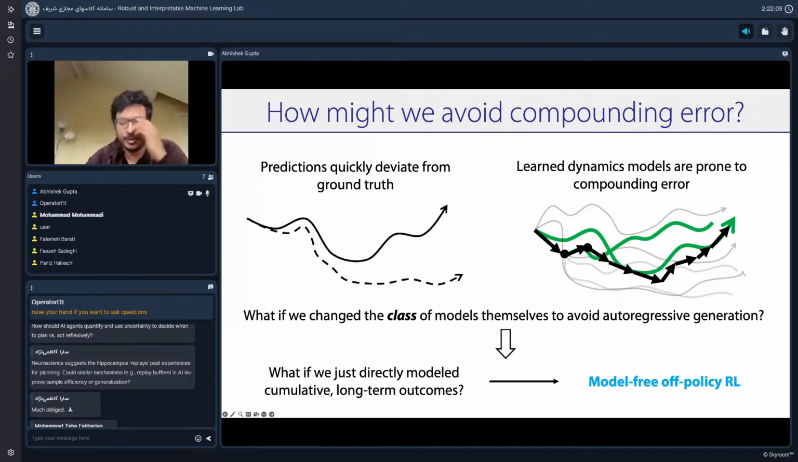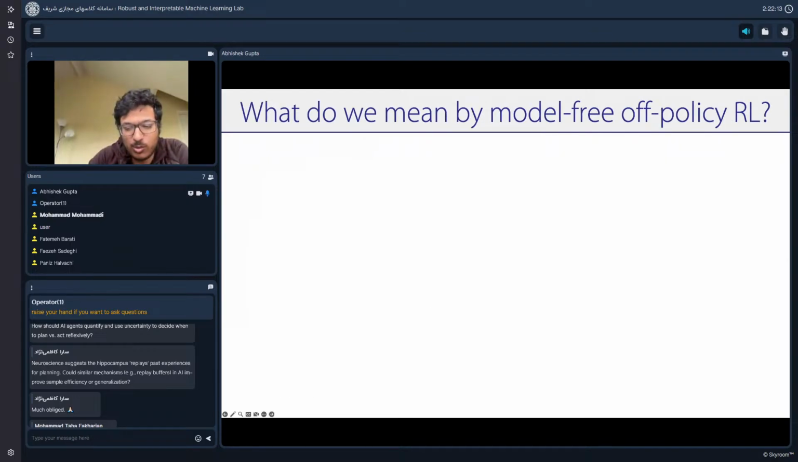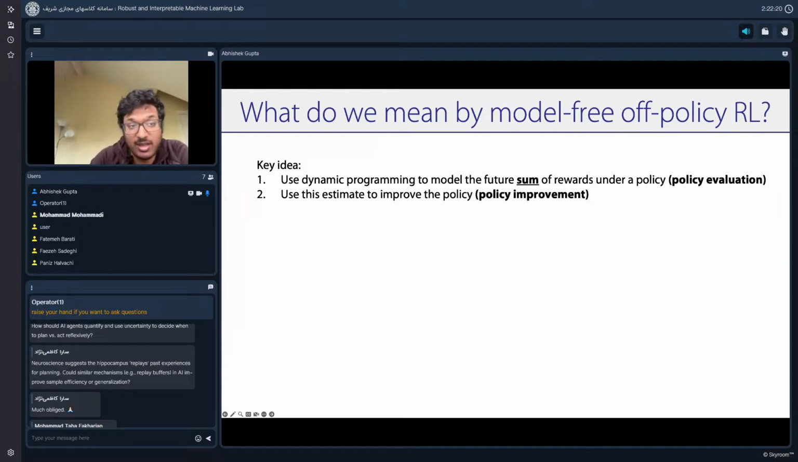One method that tries to do this is model-free off-policy reinforcement learning, what you refer to as Q learning in a lot of your lectures. Q learning or actor critic methods like soft actor critic are all model-free off-policy RL methods. And what model-free off-policy RL does is it essentially alternates between two processes. The first is a policy evaluation process, and the second is a policy improvement process.